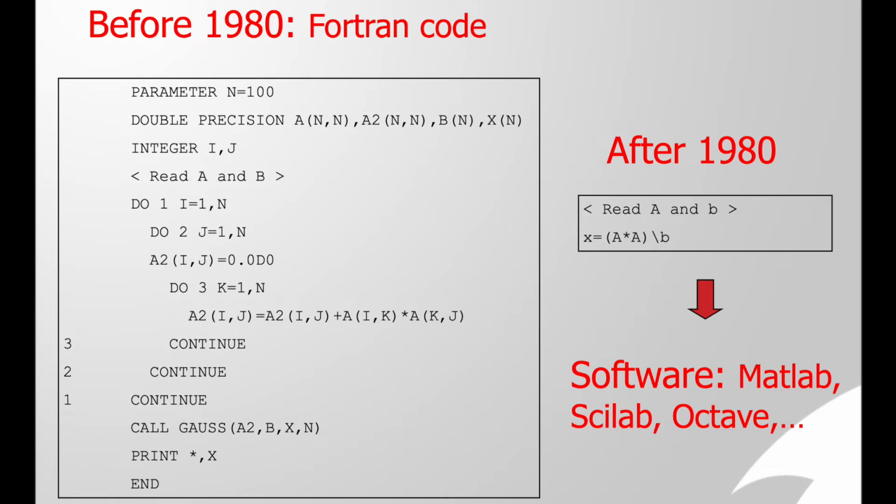After 1980, people wrote software doing this in a very easy form. As you can see, you read A and B, and X equals A backslash B, the solution of a linear system. When I tell this story to people today, and they see X equals and so on, they say, hey, it's normal. Yes, it's normal. But in the 80s, it was not normal at all. And it was really a revolution in order to make matrix computation.